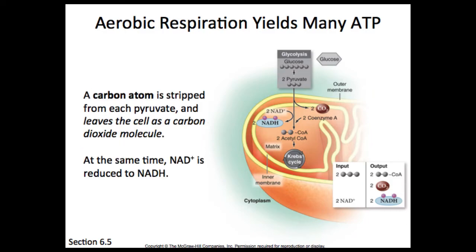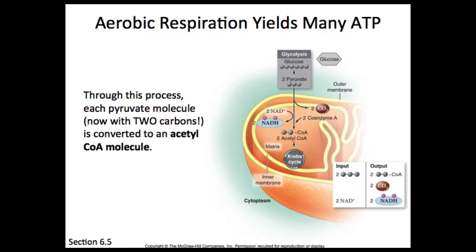A carbon atom is stripped from each of our pyruvates, and then these leave the cell as carbon dioxide gas. Remember, carbon dioxide gas is the waste product of this second stage of aerobic respiration. At the same time, NAD+ is reduced to NADH. Remember that when we reduce something, we give it electrons. So we're loading electrons into our electron carrier molecule.